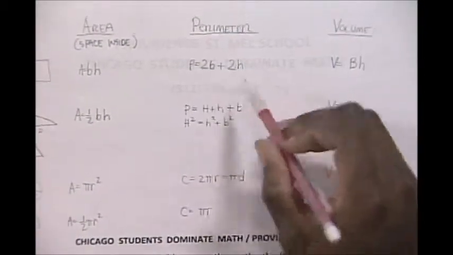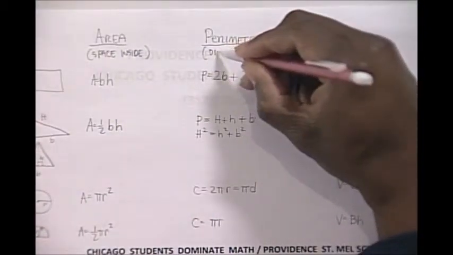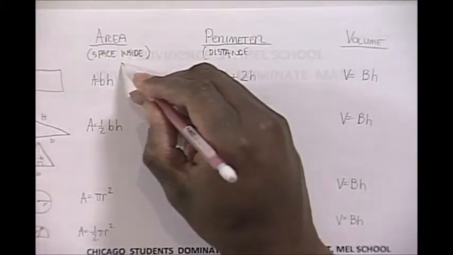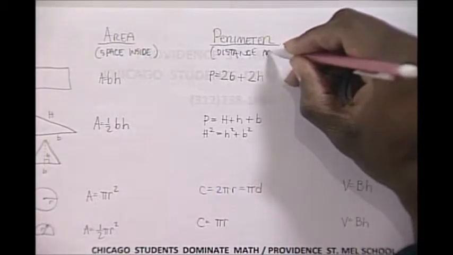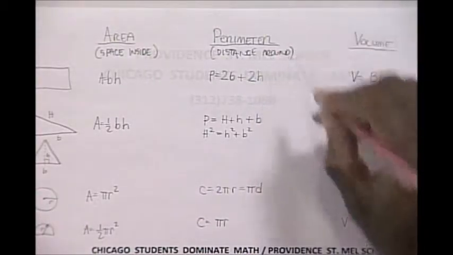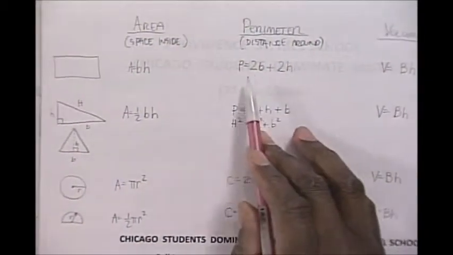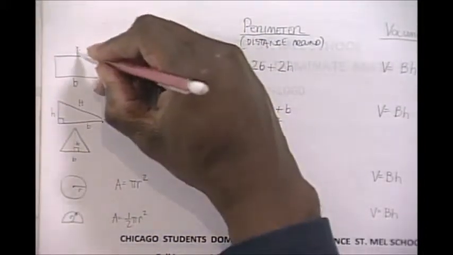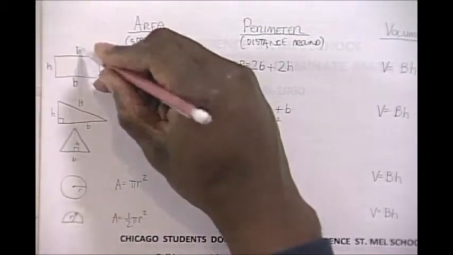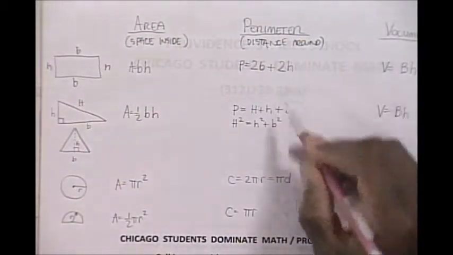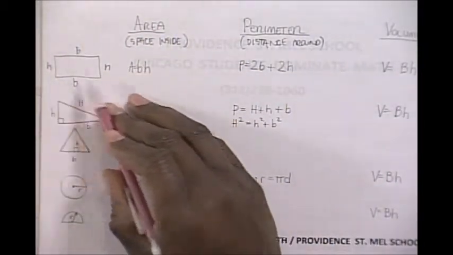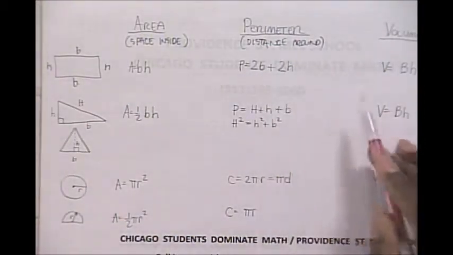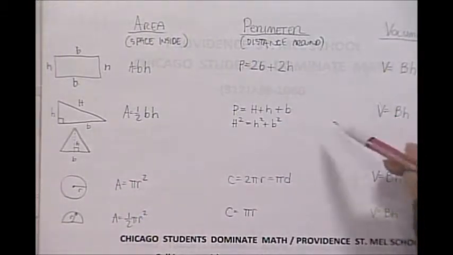The perimeter, which is distance around an object. This is distance inside of an object. This is distance around an object. Formula for distance around an object is, let's call this the base, let's call it the height. Let's call that the base, let's call that the height. Two bases plus two heights. Base plus base plus height plus height. Two bases plus two heights. I'd like that to make sense. If it makes sense, you don't have to memorize it.